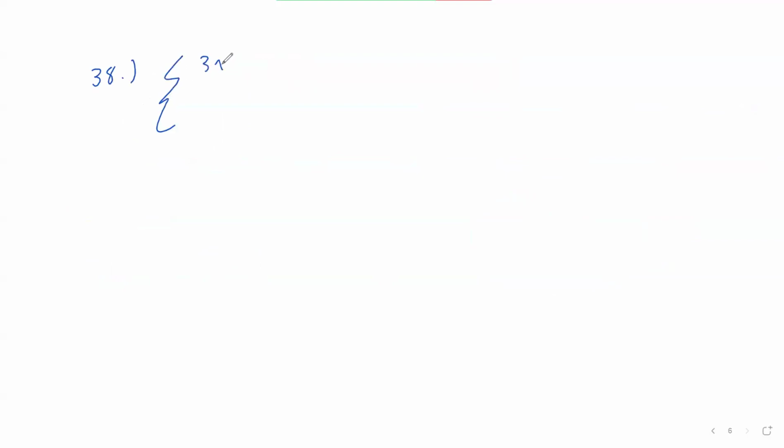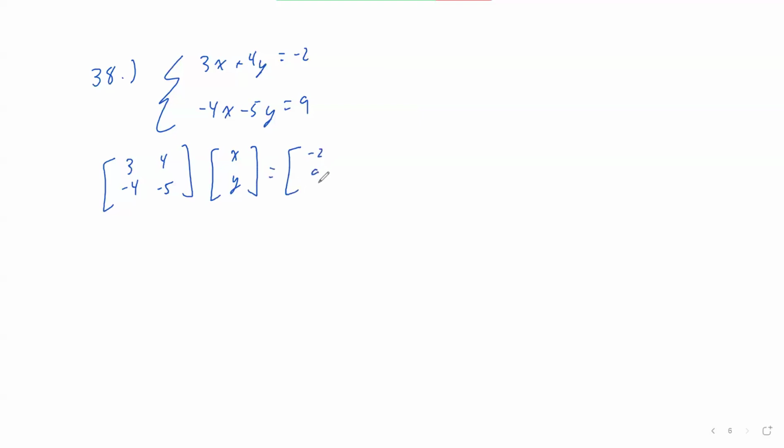This is 3x plus 4y equals -2, -4x minus 5y equals 9. Again, I'm going to convert it. So 3, -4, 4, -5, x, y, -2, 9. Find the inverse of this guy.